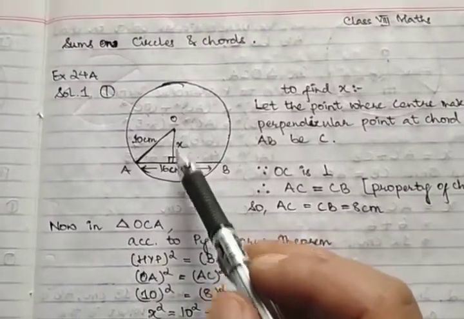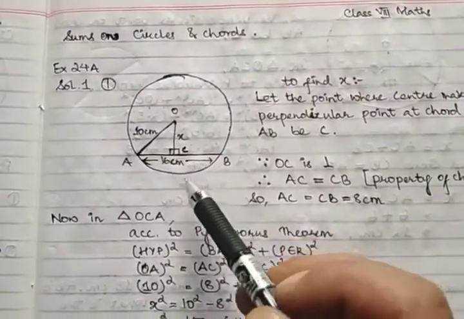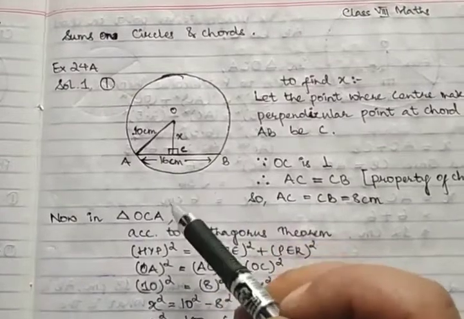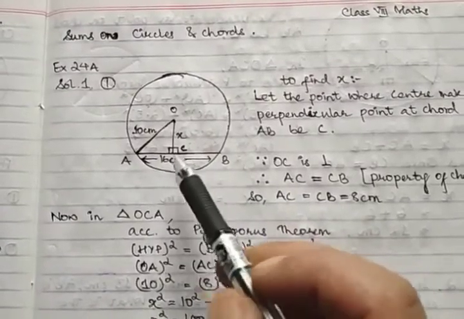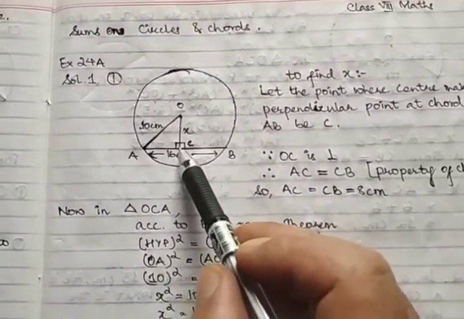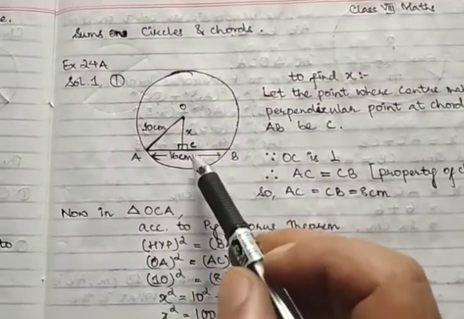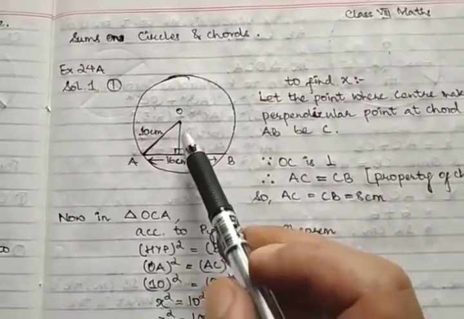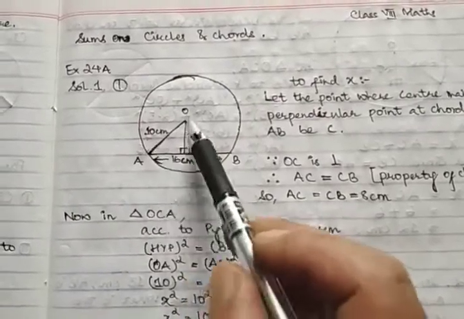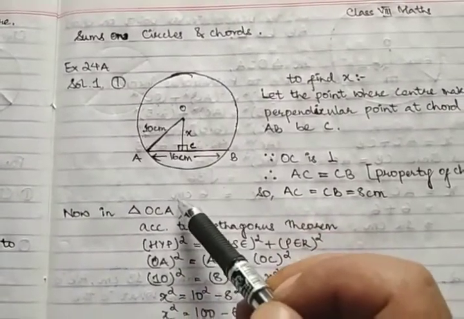Now I also have a line perpendicular to the chord. I know that the chord has been divided into two equal halves. The point where the perpendicular meets the chord, I have marked as C. Now I have a triangle as well. OAC is a triangle, isn't it?